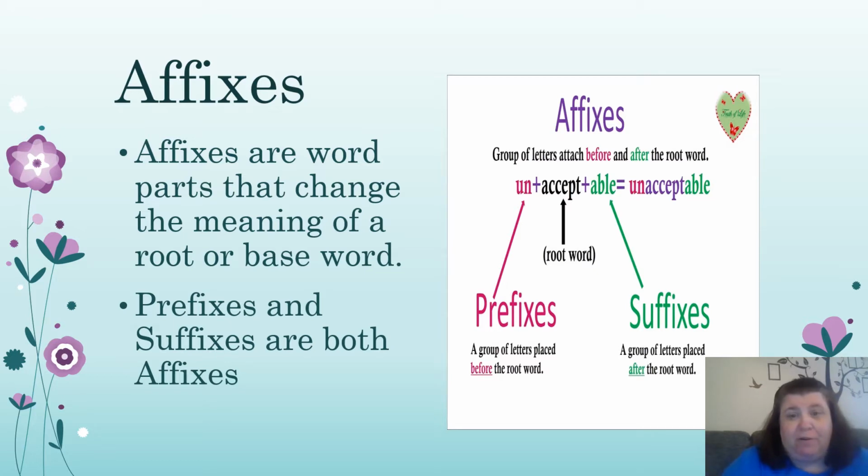So you can see that there are a group of letters before and after the root word. Some words have just a prefix, some words have just a suffix. You don't have to have both of them. But in this case, we have both. If we took the un away, we can have acceptable, and acceptable is a word. I don't think unaccept is a word, but we could definitely take the un away and make a word.